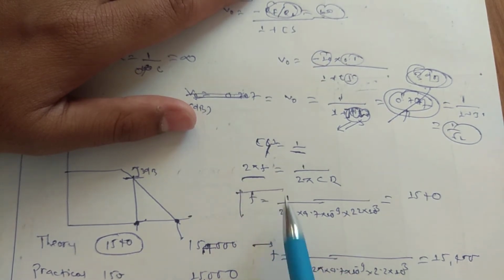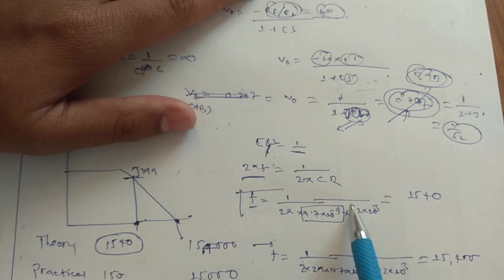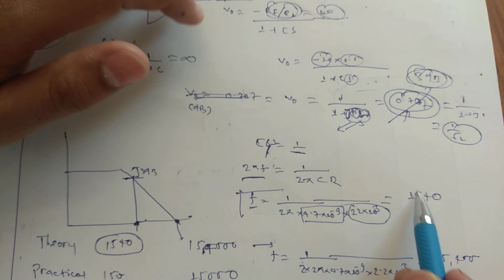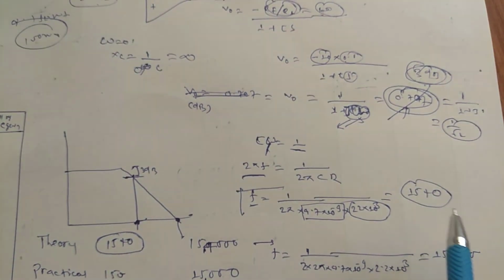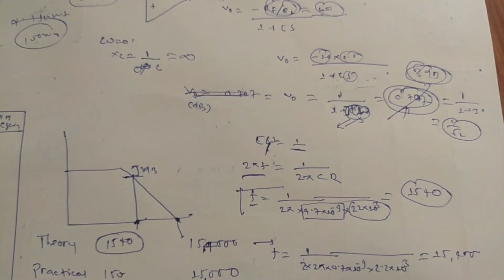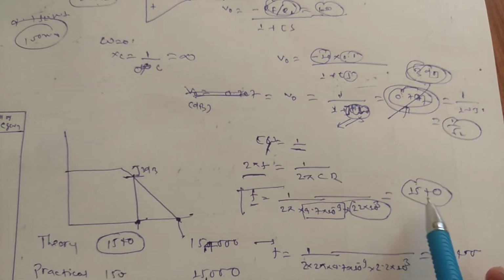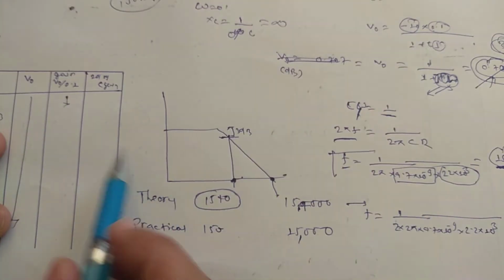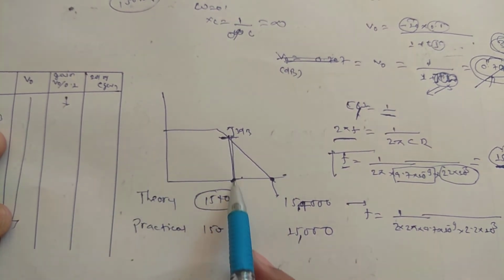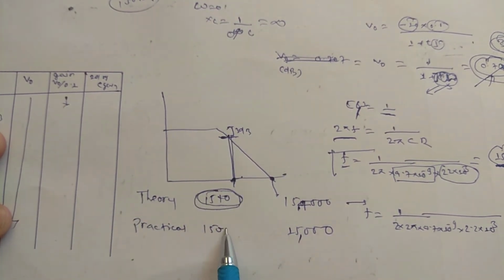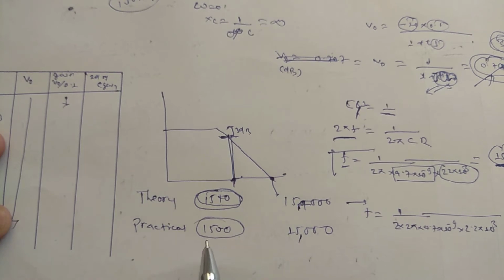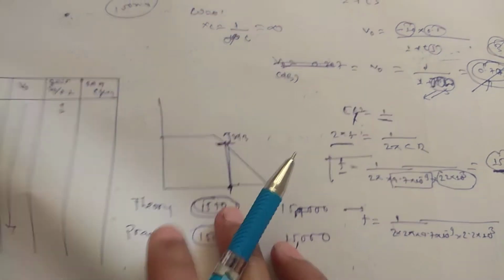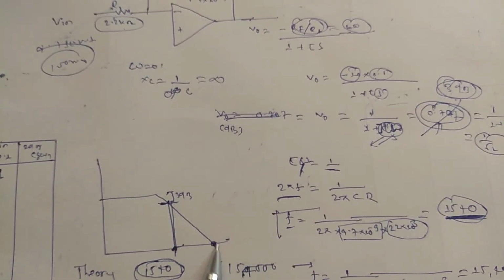what frequency are we going to get? f is equal to 1 by 2 pi RC, where C we have taken 4.7 nanofarad and R we have taken 22 kilo ohm, and this is your frequency. Frequency is around 1540 Hertz. Now this is the theoretical value that we have calculated, the 3 dB point calculated theoretically is 1540, and practically how much were we getting? 1500.